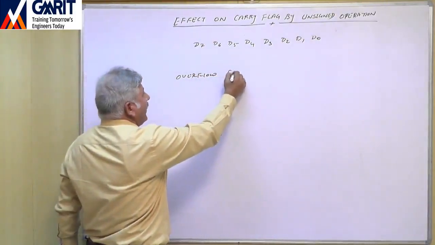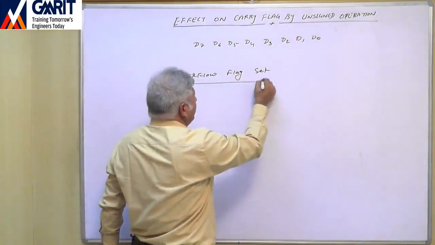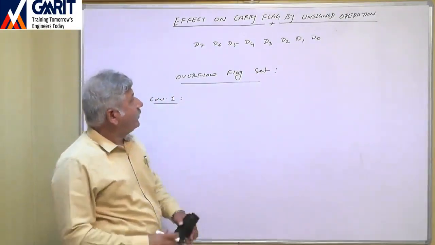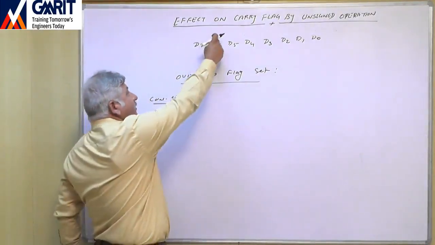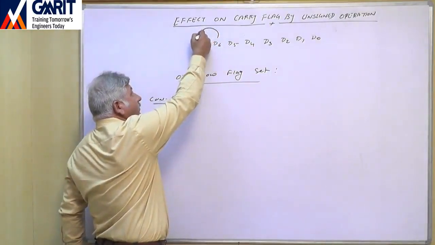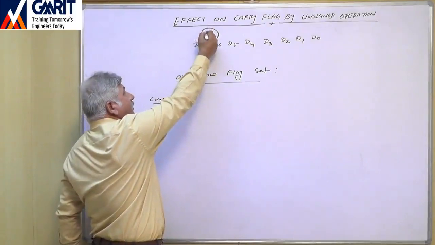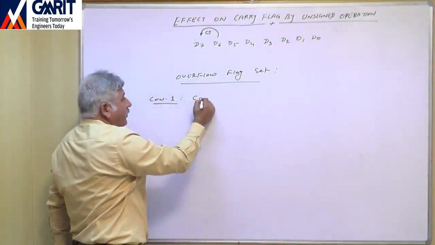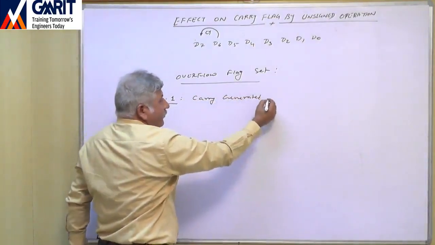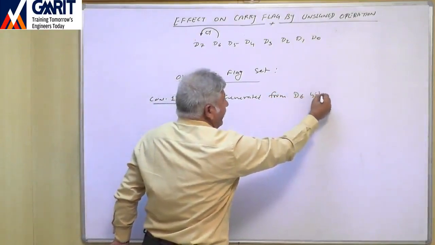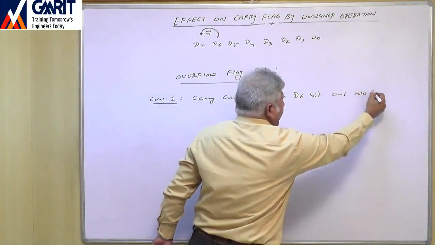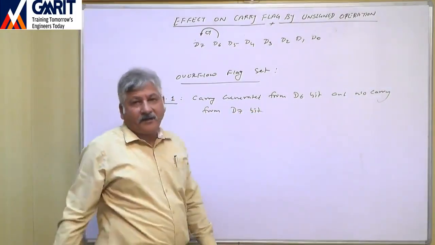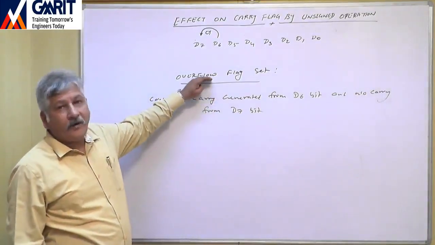The overflow flag is set under two conditions. Condition number 1: when there is carry generated from the D6th bit and no carry is generated from the D7th bit. So carry generated from the D6 bit and no carry from the D7 bit. If that is the condition, then the overflow flag will set.